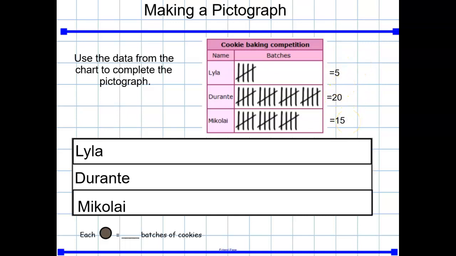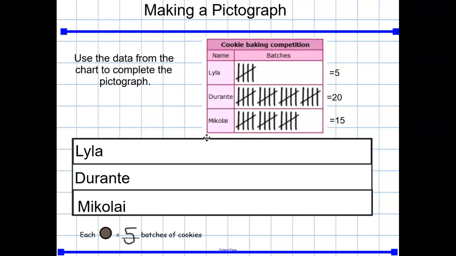Well, yes, if there's a number that's able to go into every category total, then that is the value you should make your symbol, because I won't even have to split the symbol in half because it will go into each of these perfectly. So each circle represents 5 batches of cookies, and 5 is a really great value for the symbol because 5 goes into all of these category totals. So it will represent it perfectly. Okay, well, let's get started completing our picture graph.